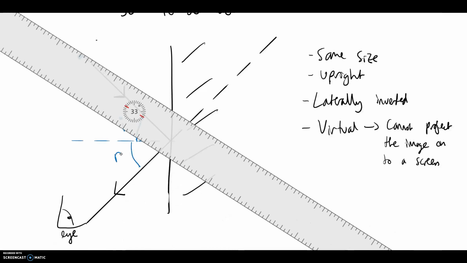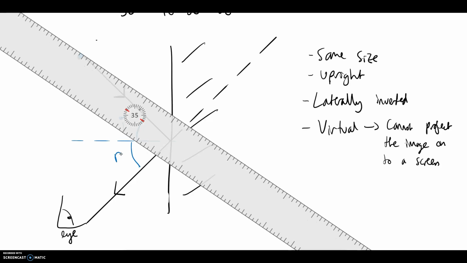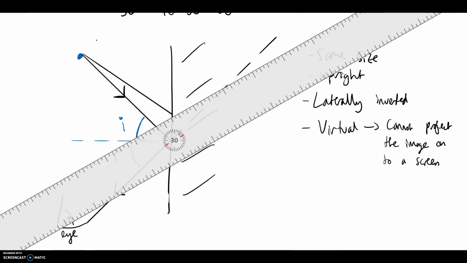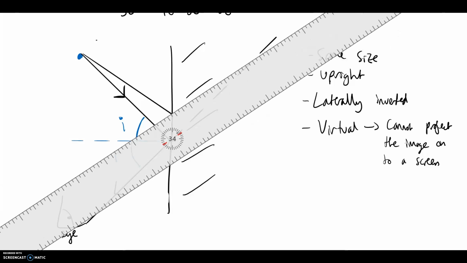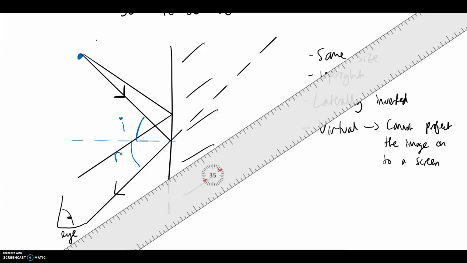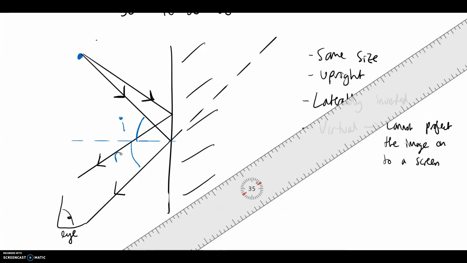Well, to find out exactly where it appears, we need to do another ray. So I'm going to do this one at about 35 degrees there, coming from the same point, hitting the mirror surface. And again, you draw the normal and measure the angles, but I'm not going to do it because I've got this cool little ruler that does it for me. And that 35, there we are, would go down like that. Again, don't forget those cute little arrows to show me the direction of the ray.